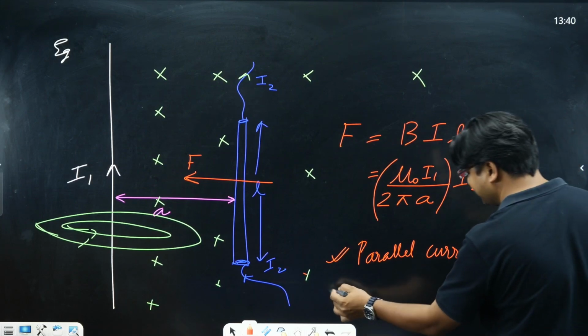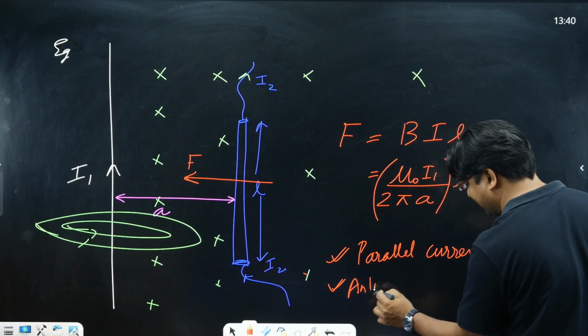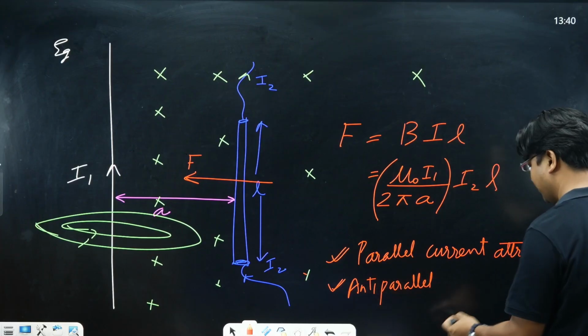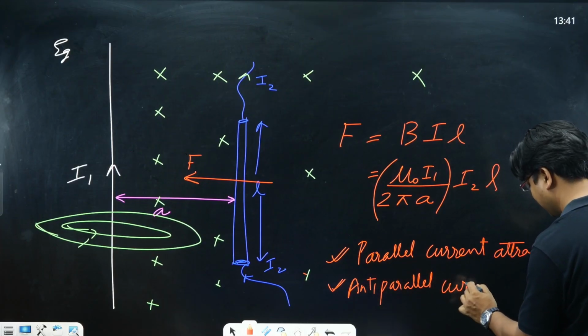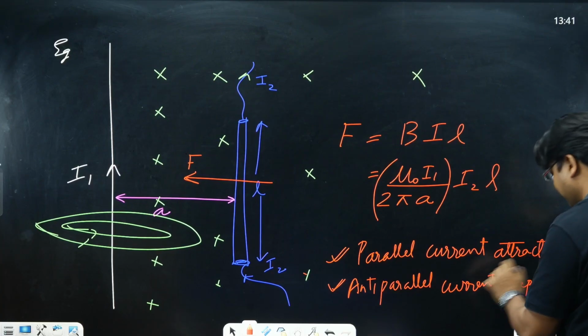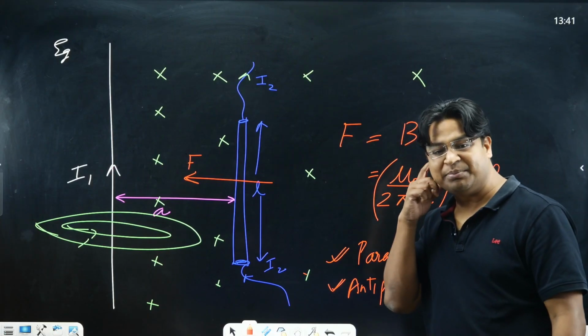Which obviously means that anti-parallel currents would repel each other. This statement will help you in many of the questions. So anti-parallel currents repel each other. That is one thing that you can remember. Now, what is the other important thing in this case?